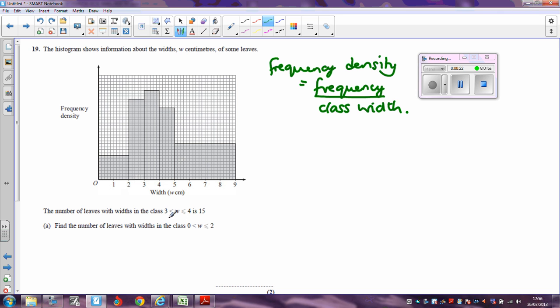Okay, so let's have a look at this first group. We're told that the number of leaves in the 3 to 4 group is 15. So let's have a look at what we know. We don't know the frequency density, but we do know for that group the frequency is 15. So the frequency density will be 15, the frequency, divided by the class width. Well, the width of that class is from 3 to 4, which is 1. So the frequency density for that group, the 3 to 4 group, so that's this one, is going to be 15. So I know that I can now put 15 there.